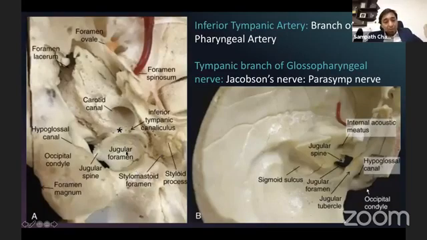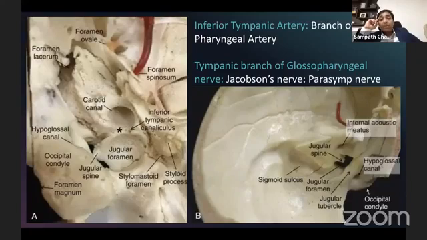So now look carefully at this point. This point here is the inferior tympanic canaliculus. Very interesting for me. The inferior tympanic canaliculus houses the inferior tympanic artery, and it also houses the tympanic branch of the glossopharyngeal nerve, which is famously known as Jacobson's nerve, and I'm sure there is no ENT surgeon of worth who has not heard of Jacobson's nerve.